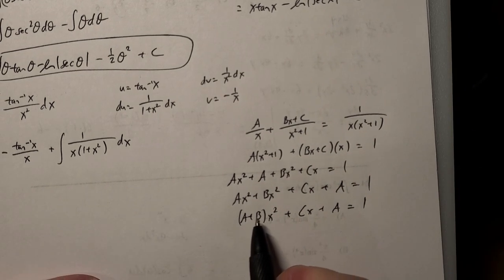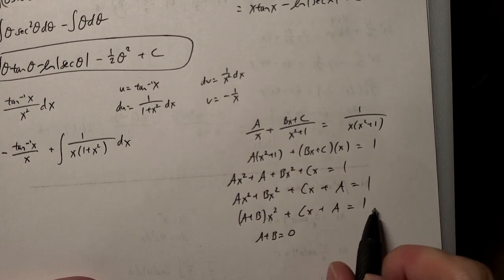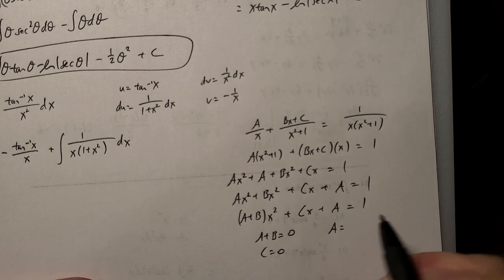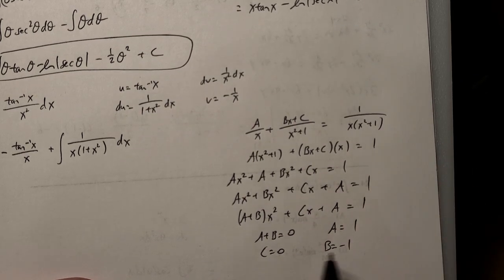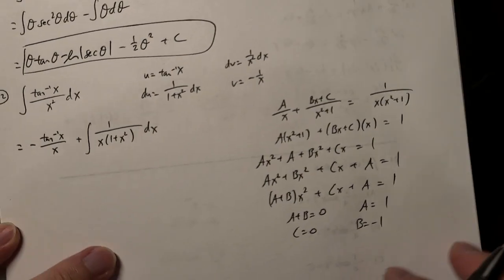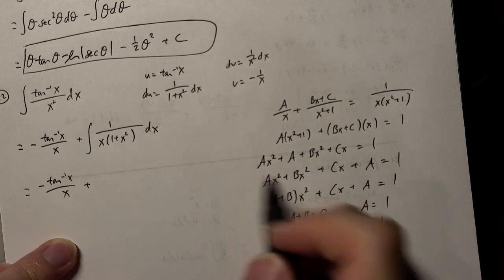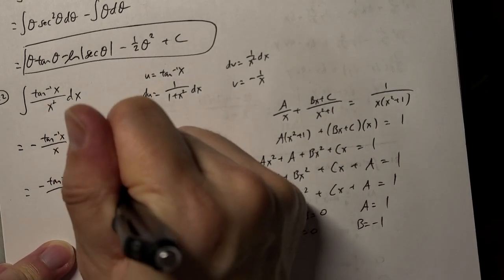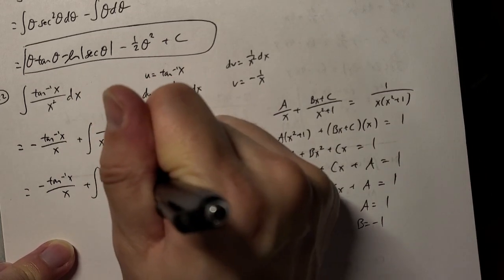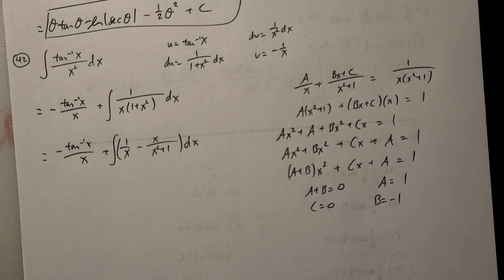There's no x squared term on this side, so a plus b is equal to 0. Similarly, there's no x term on the right-hand side, so c is equal to 0. And the constant is 1, so a is 1. Since a plus b is 0, b has to be negative 1. So we can rewrite our integral as the integral of 1 over x minus x over x squared plus 1 dx. Now this is easy to integrate.